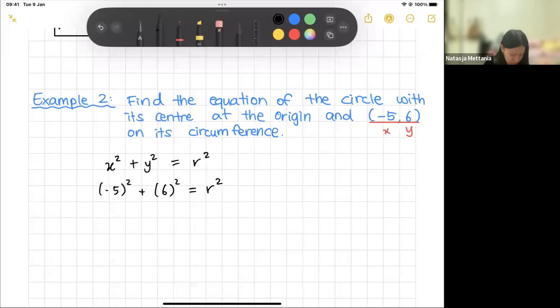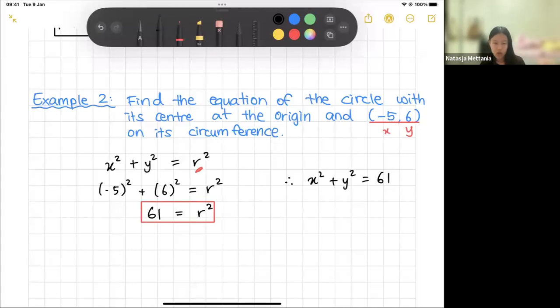Put that into the calculator. Negative 5 squared plus 6 squared should give me 61, which equals r squared. Now, if I look at the equation right now, I just need to have the r squared, which I've already found. r squared equals 61. So what I'm going to do first is write down my equation. It'll be x squared plus y squared equals 61, because that's what r squared is. So I'll substitute r squared for 61.